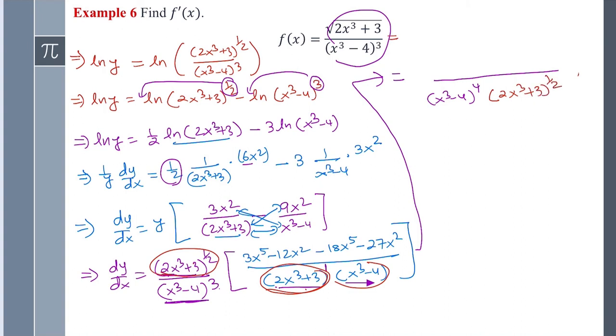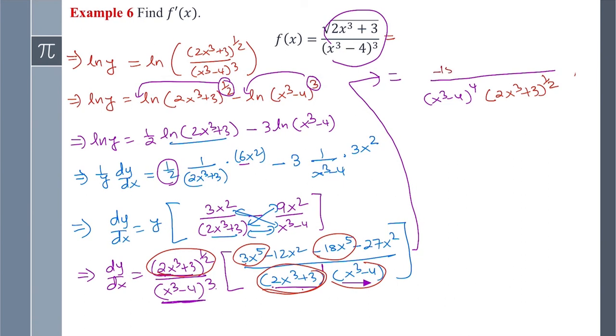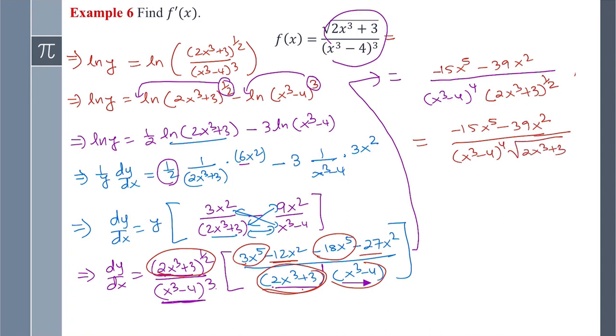And in the numerator, we have 3x⁵ minus 18x⁵, which is minus 15x⁵. And then we have negative 12x² minus 27x², which gives us negative 39x². So the final answer, we can write as negative 15x⁵ minus 39x² divided by (x³ − 4)⁴ times the square root of 2x³ + 3. And that is the final answer.